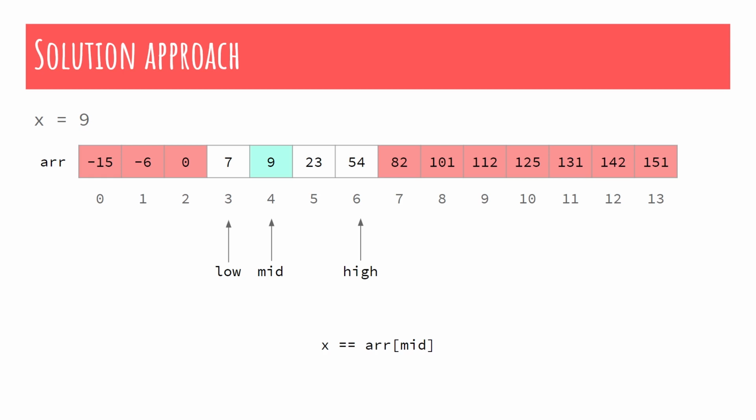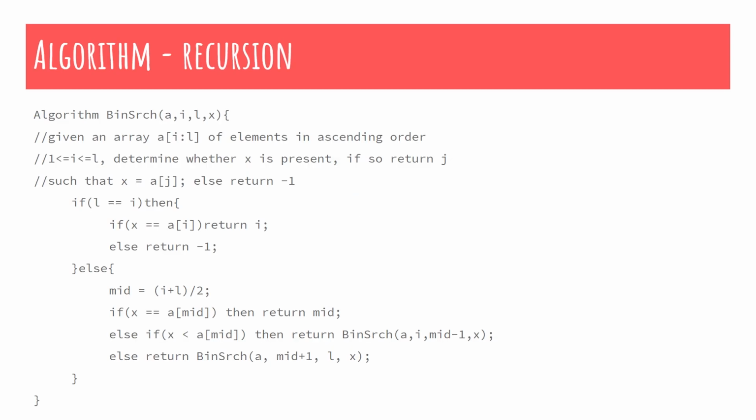Now, let's look at the algorithm. Binary search can be performed using both recursion as well as iteration. At first, let's look at the recursive approach. Here, A is the given integer array of elements in ascending order, where i ranges between 1 to L. We are going to determine whether x is present. If so, we will be returning the index j such that x is equal to A of j, or else we will be returning -1.